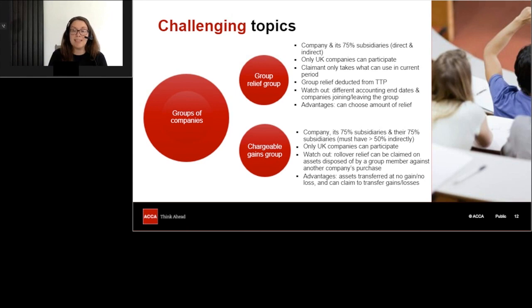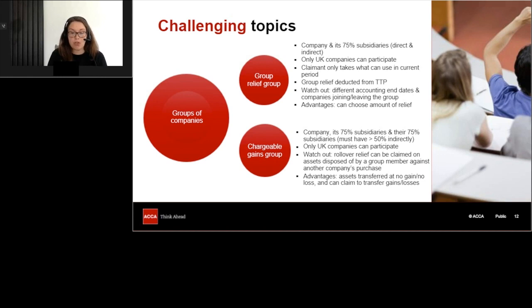So company D does not have enough of a relationship with company A for them to be included in the same chargeable gains group. So in that scenario, A, B and C would be in a chargeable gains group together, but D wouldn't be in that same group. Like for group relief, only UK companies can participate in this, but we want to include overseas companies because it gives us access to perhaps another UK company.